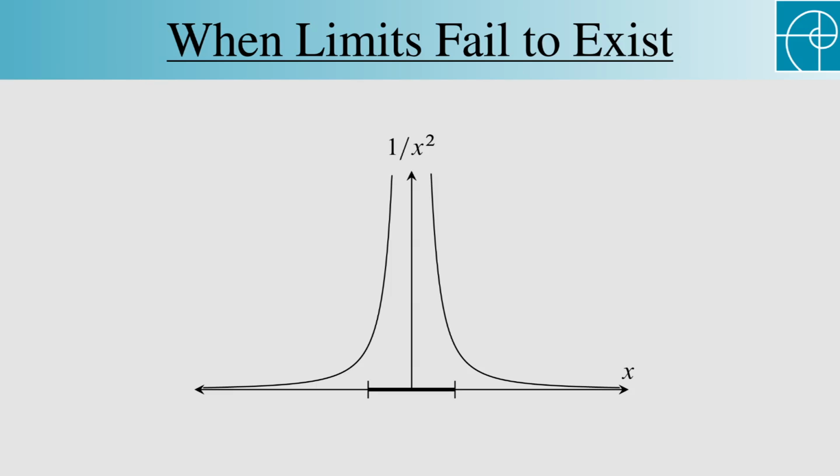No matter how narrow an interval around 0 we choose, the image of that interval under f is going to be everything on the y-axis above a certain point. So 1 over x squared is definitely not approaching a particular value as x approaches 0. It is, however, in some sense approaching infinity, and in these cases we say that the limit equals infinity.